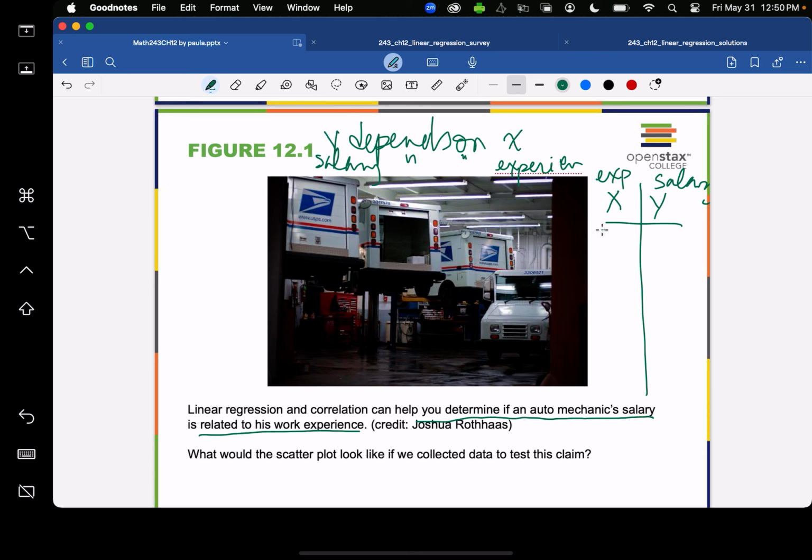So what you would do is you'd go out and survey a bunch of people. And here's a person with 2 years of experience, write down their salary. 10 years of experience, write down their salary, and so on. That's how you gather your data. And then you plot your points. And X would be years of experience. And Y depends on X. Y would be the salary. So that's the person with 2 years of experience, whatever their salary is, and then you get the person with 10 years of experience, and they might have a higher salary, and you get a whole bunch of points.